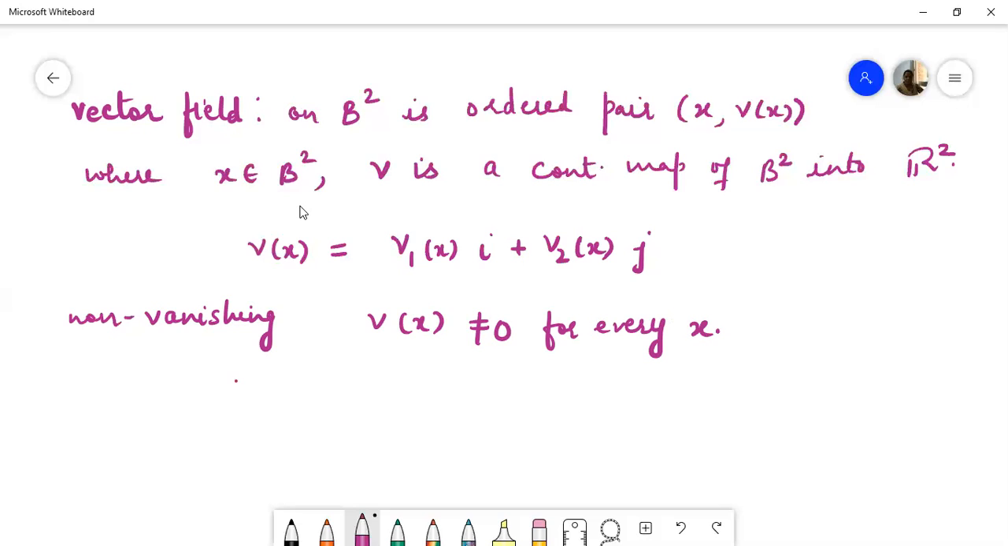In this case, basically, V is a mapping from B2 to R2 minus 0, because in the case of a vector field, V is a mapping from B2 into R2. But because it is non-vanishing, it cannot be 0. So it is basically a mapping from B2 into R2 minus 0.